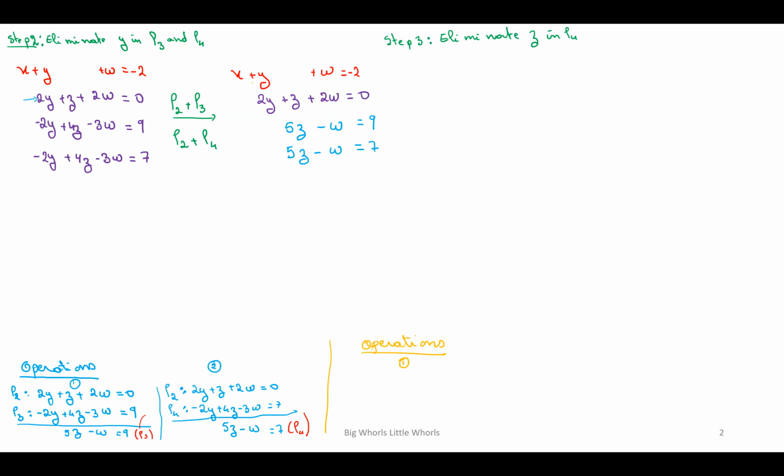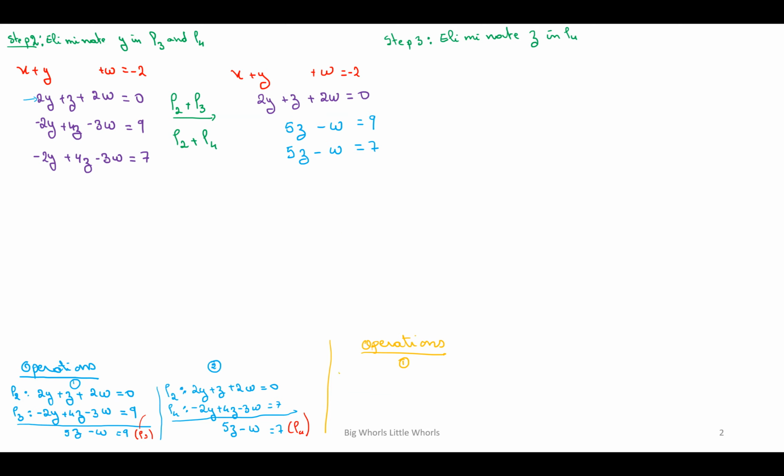So here, let's recall the first step is to use x in row 1 to eliminate x's in the rows below row 1. The second step is to use the y in row 2 to eliminate the y's in the rows below row 2. The third step now is to use the z in row 3 to eliminate the z in the rows below row 3. So basically to use z in row 3 to eliminate the z in row 4.